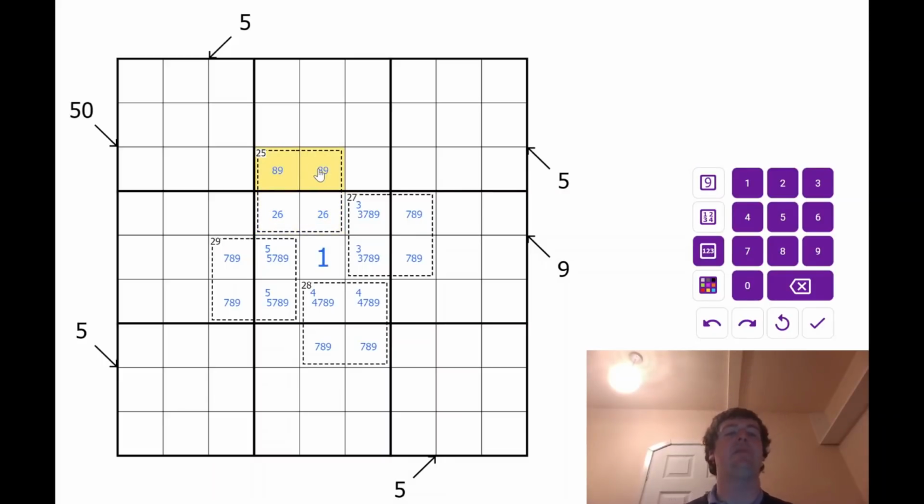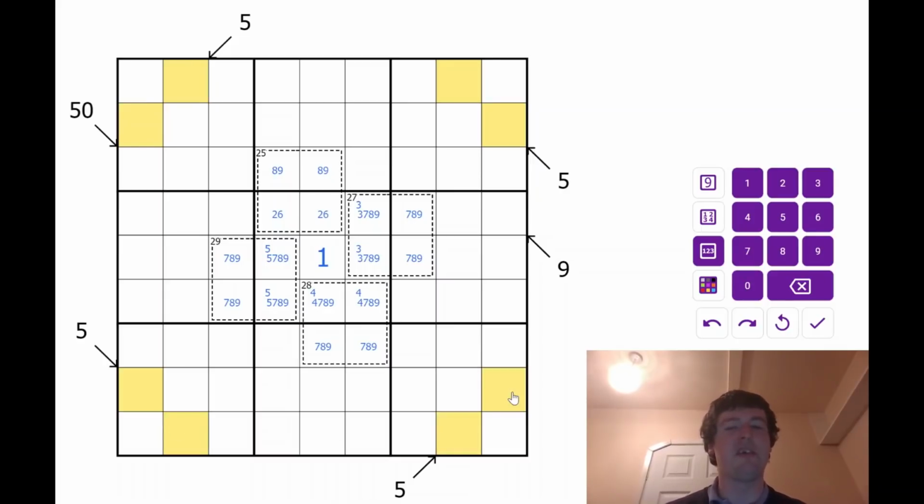Well, that must be 8 plus 9. And so we've deduced exactly the contents of each of these cages. We just don't know exactly where the numbers go. But that's all right, we've made progress.